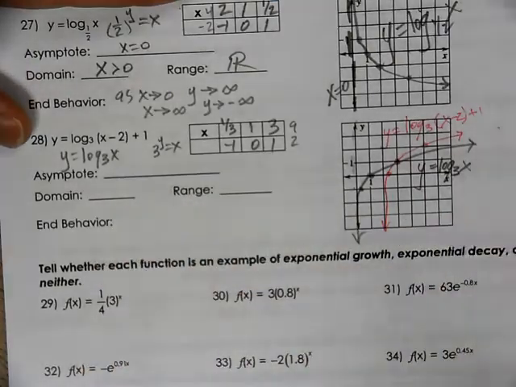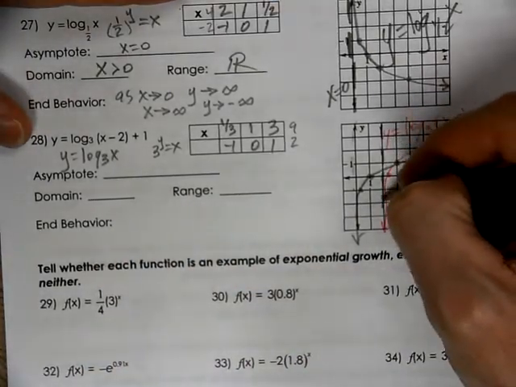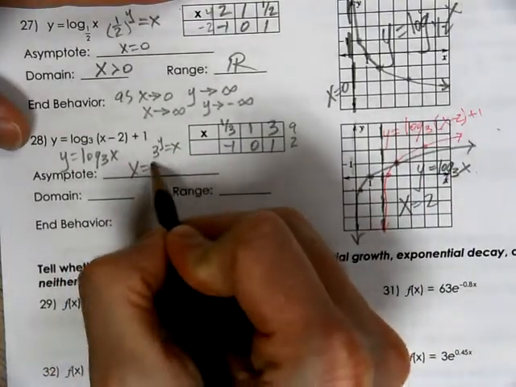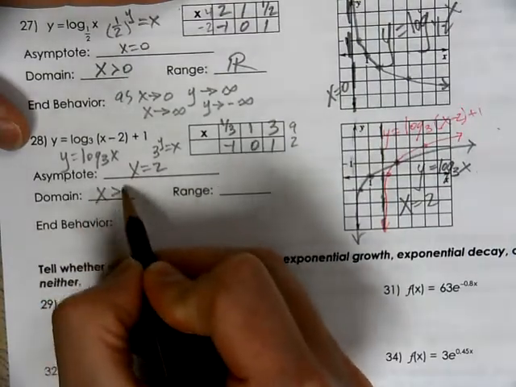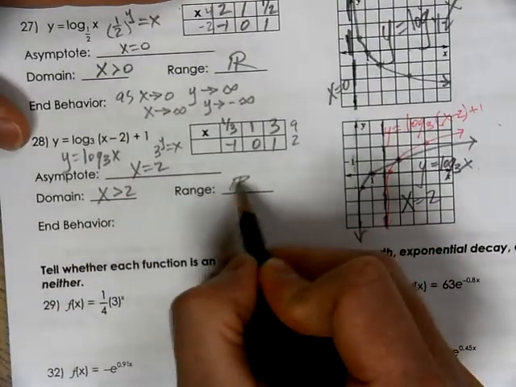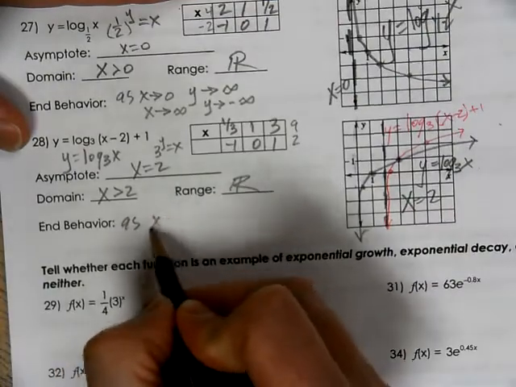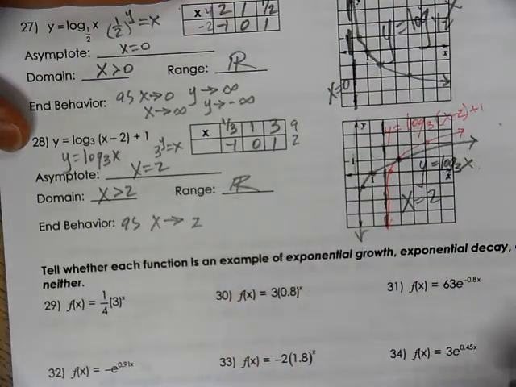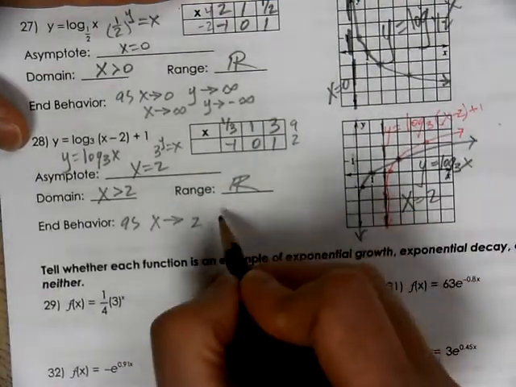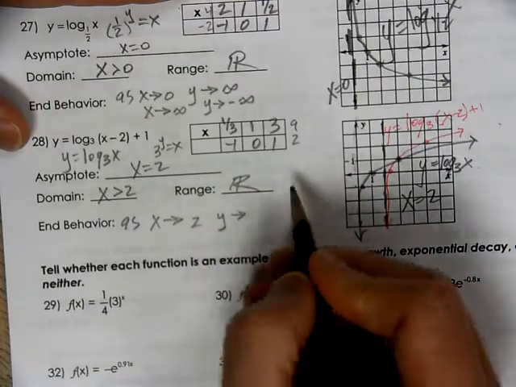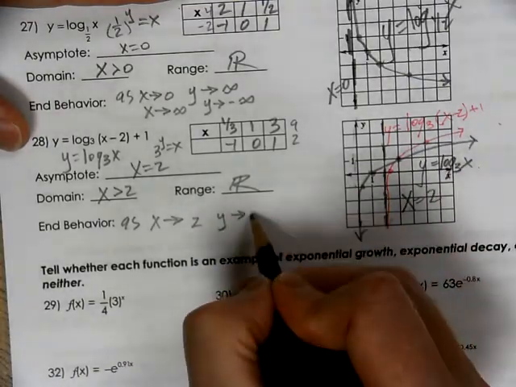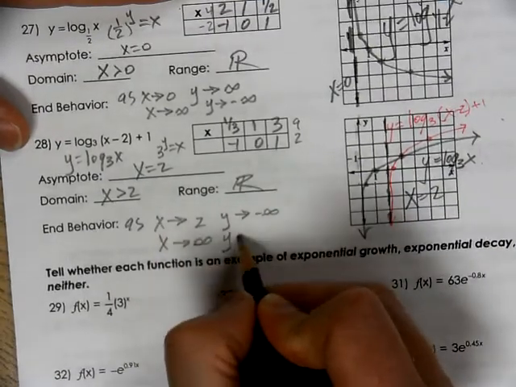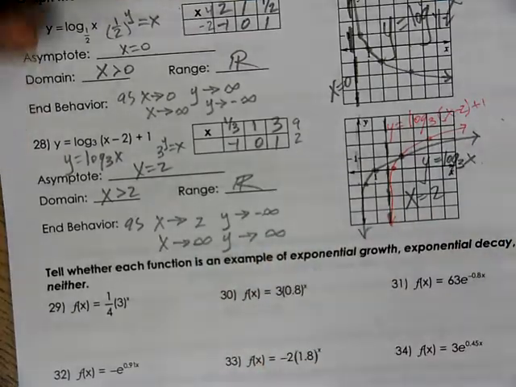We know that the asymptote would now be at x equals the h value, which is x equals 2. We are greater than 2 for the domain, and we're all real numbers. We're going to approach 2, because that's the furthest to the left we can go. The y value is going to -infinity. And as x goes forever to the right, the graph goes up.